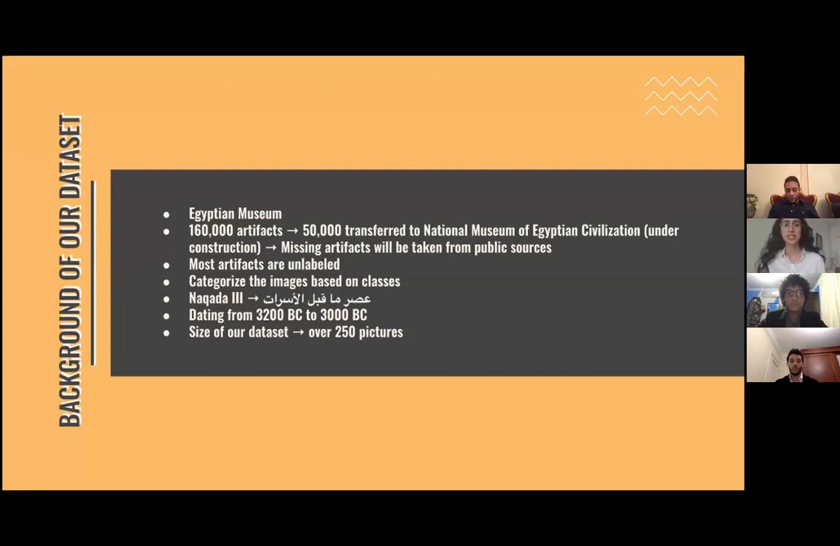Out of the 160,000 artifacts, over 50,000 were transferred to the National Museum of Civilization, which is still under construction. Therefore, in our data set, 5 pictures were extracted from a public source, even though our plan was to have all of the pictures taken by us. Due to the displacement of the artifacts, most of the monuments in the Egyptian Museum were unlabeled, and therefore we decided to categorize them into different classes as mentioned in the next slide.